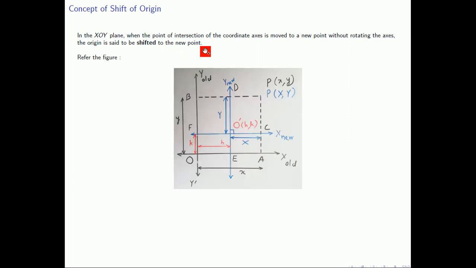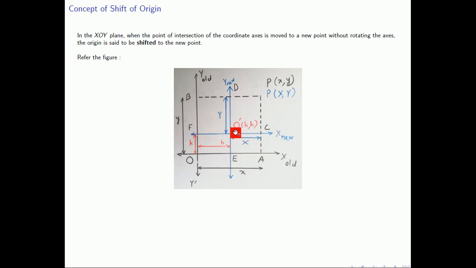Now consider this figure. In this case, you can see these two black lines, which are the coordinate axes x and y respectively. And this point of intersection origin is now being shifted to another point O dash, which is the new origin. So in this case, we have two pairs of coordinate axes, the black ones, which are the old ones, and the blue ones, which are the new axes.